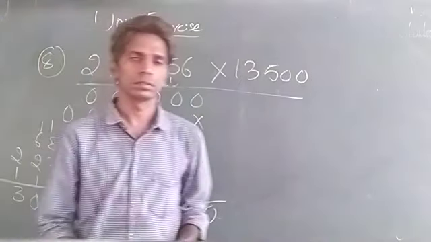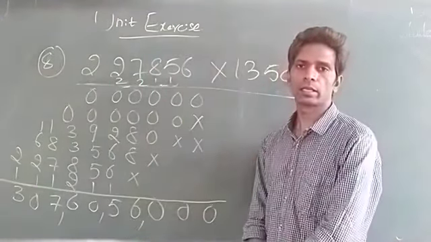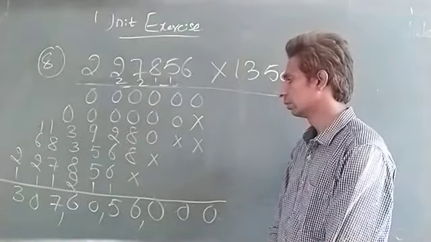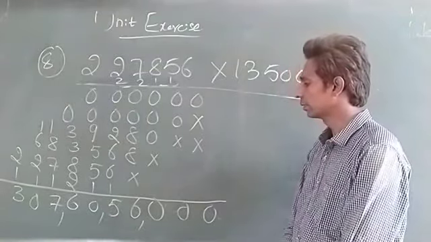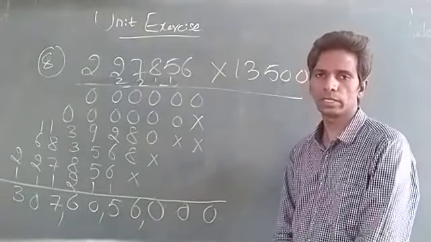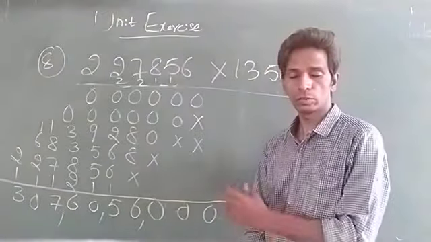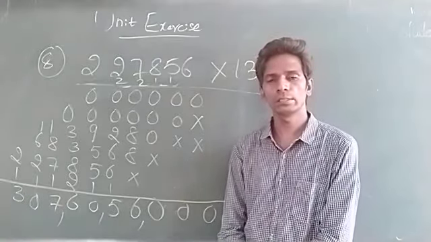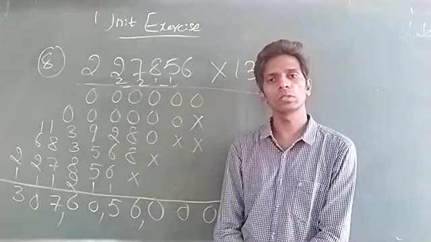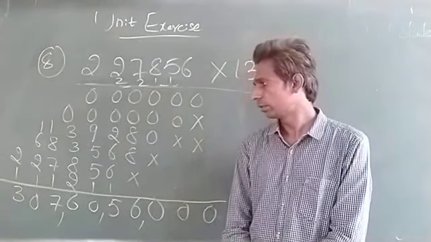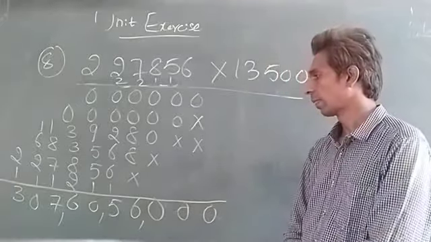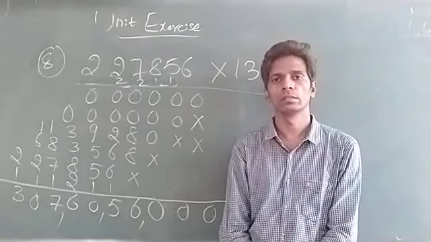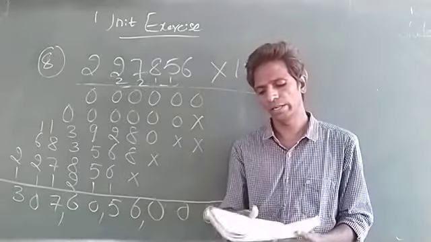So, in total, that district wants the money. How much money? 307 crores, 60 lakhs, 56,000. That much amount they want to distribute to the farmers in the district. Each member of the farmers will get 13,500. So the total amount is 307 crores, 60 lakhs, 56,000. That is the total amount you want to distribute to the farmers in our district.